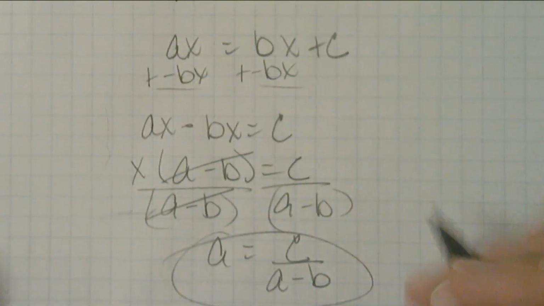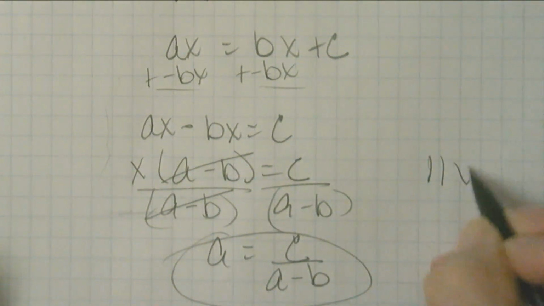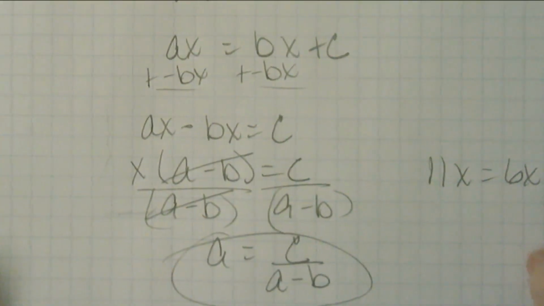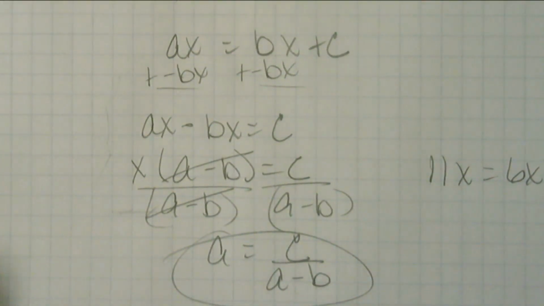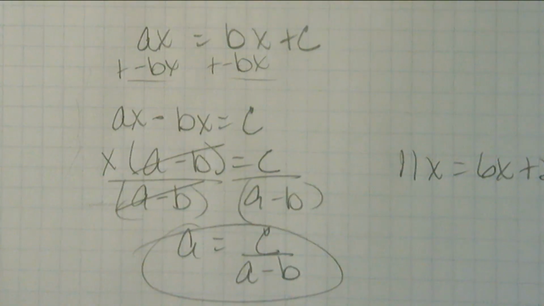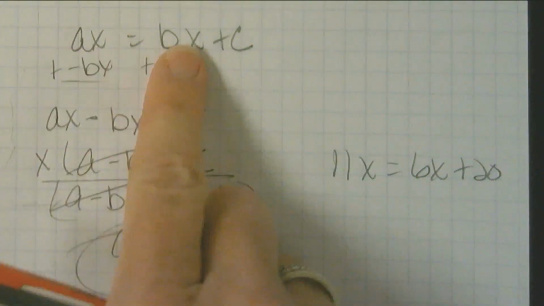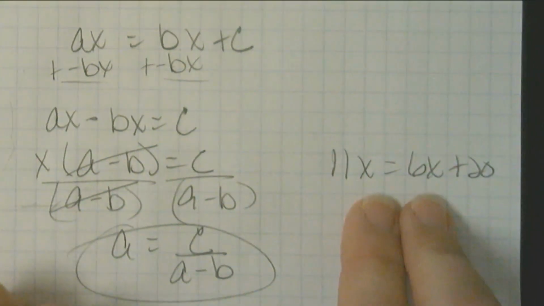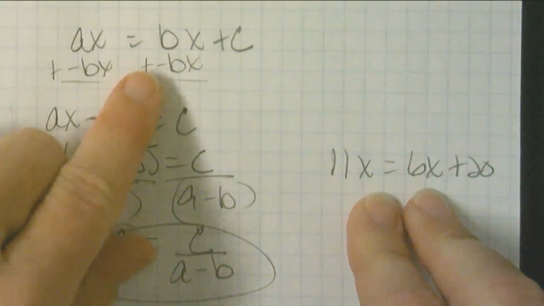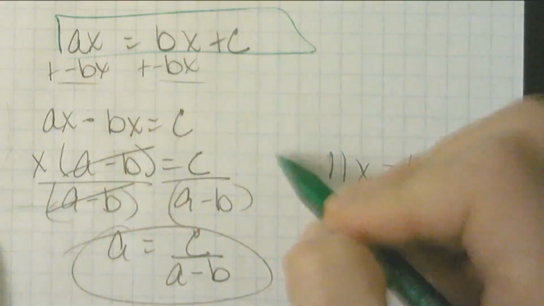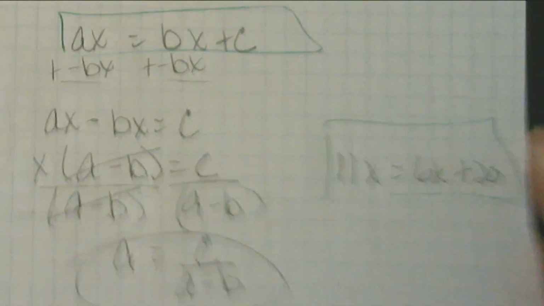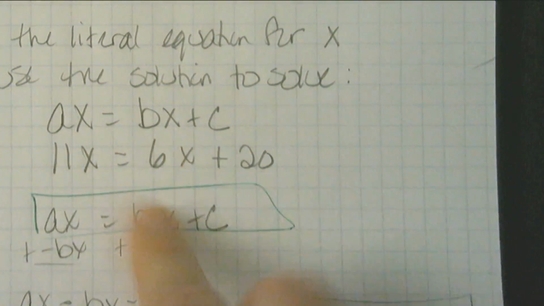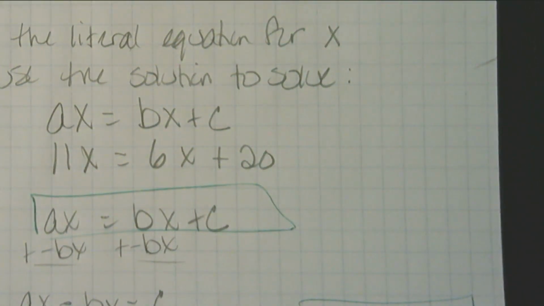All right, so now I'm going to use that for 11x is equal to 6x plus 20. So I need to identify A, B, and C in this equation from my literal equation. What's my A, what's my B, and what's my C in this equation? I'm comparing this and this. It might be easier to see in what I wrote here. What's my A, what's my B, and what's my C?